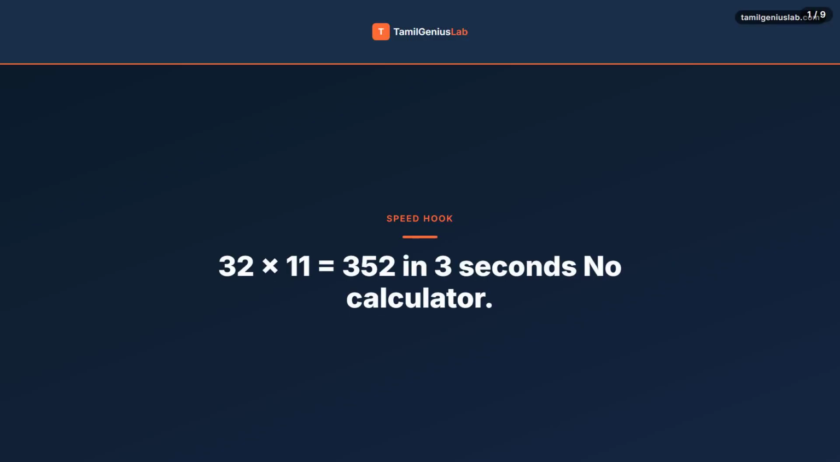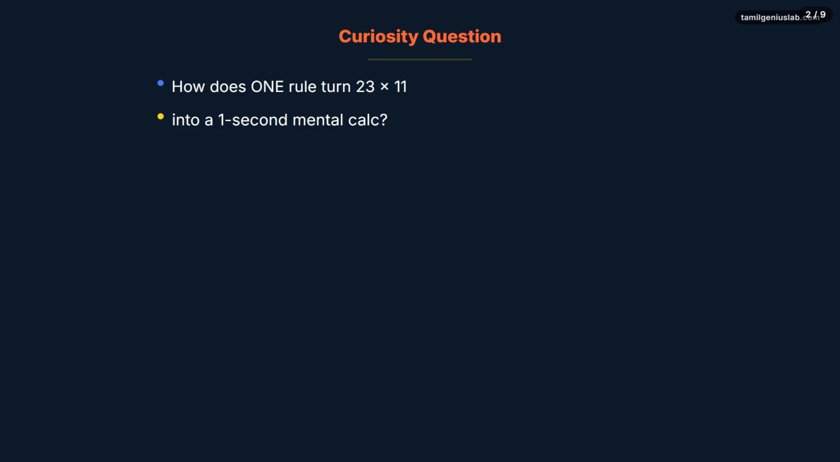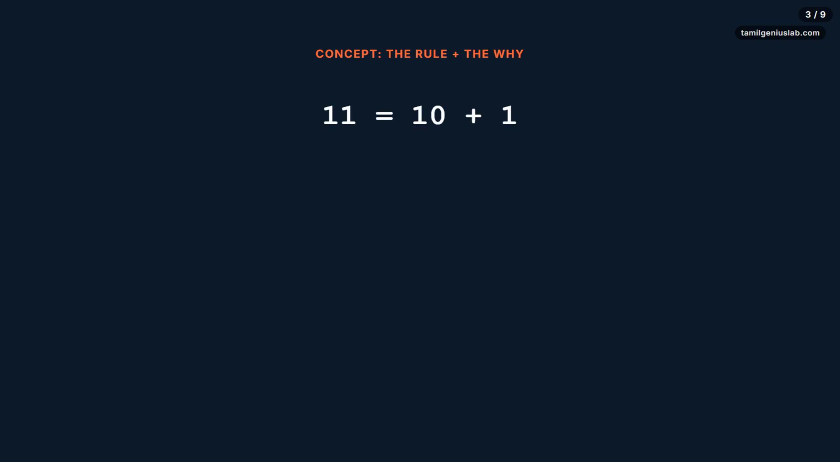32 times 11, 352 in 3 seconds. Watch. How does one rule turn 23 times 11 into a 1-second mental calculation? Not memorization. A pattern. Most kids never see it. You're about to. Here is the rule.